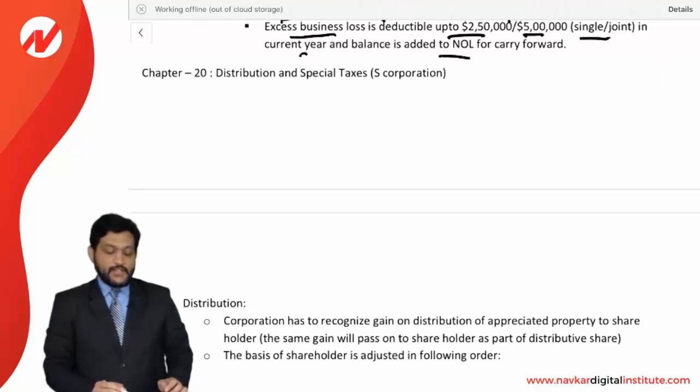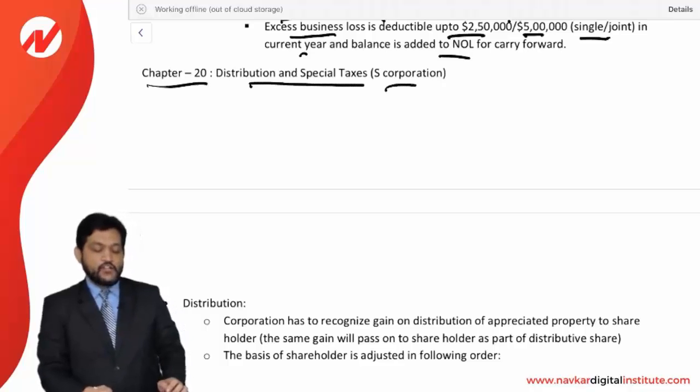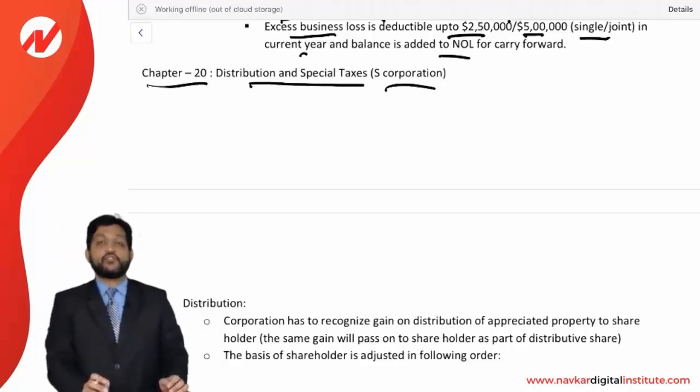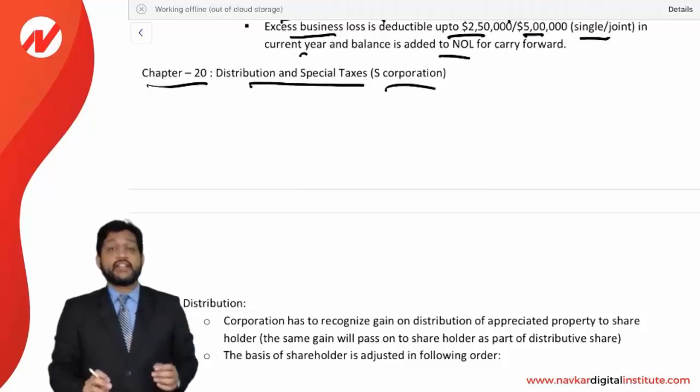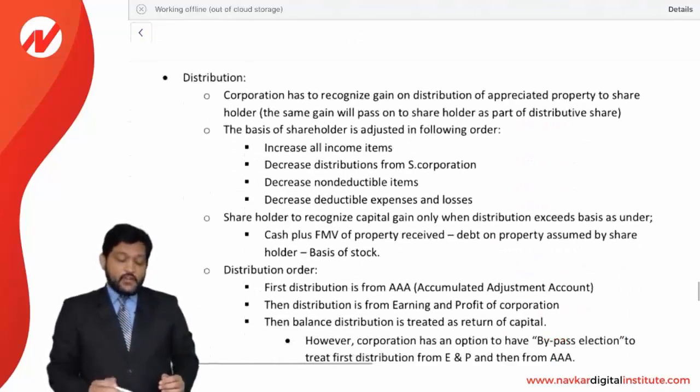Now friends, let us see the discussion on the next chapter, chapter number 20, distribution and special taxes of S corporation. This is the last topic for S corporation, we can say. Here we are talking about the distribution of income to the shareholders and the tax perspective. Okay, distribution, what are the rules for distribution?